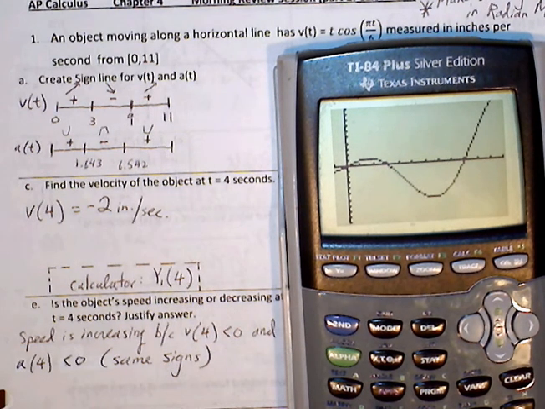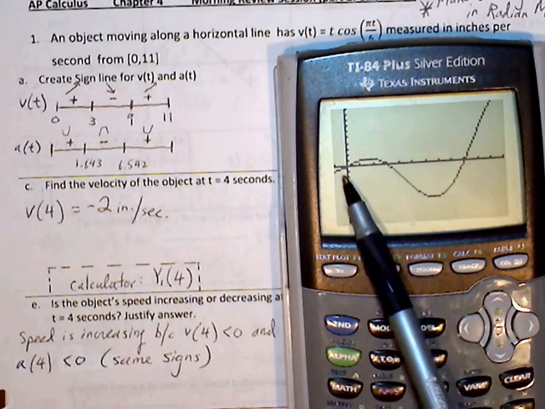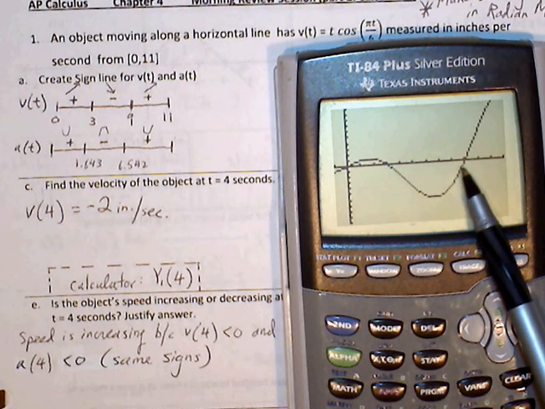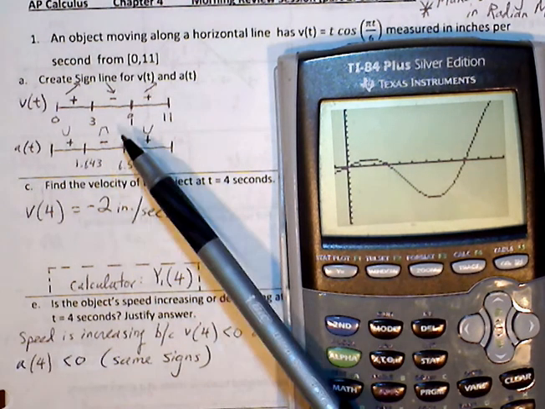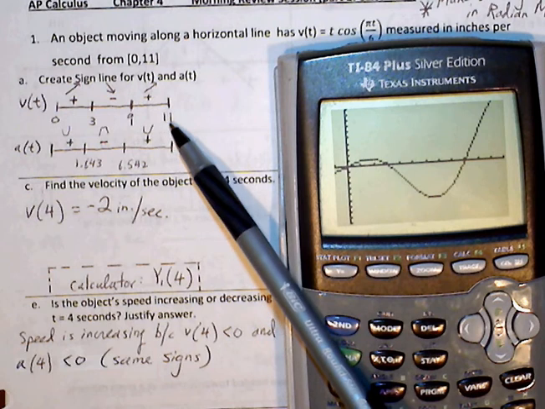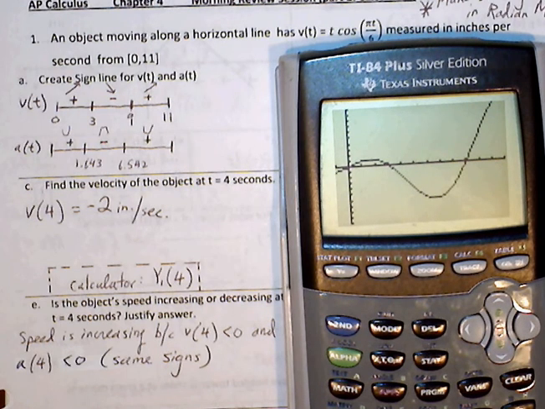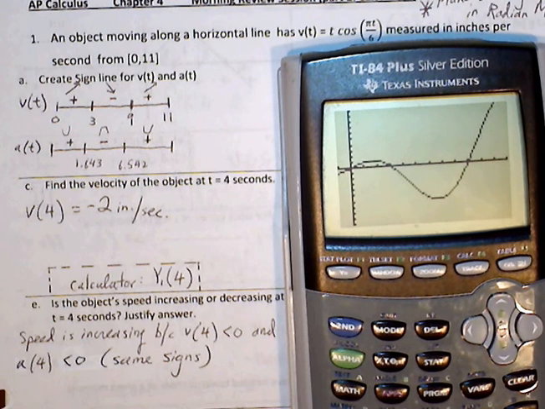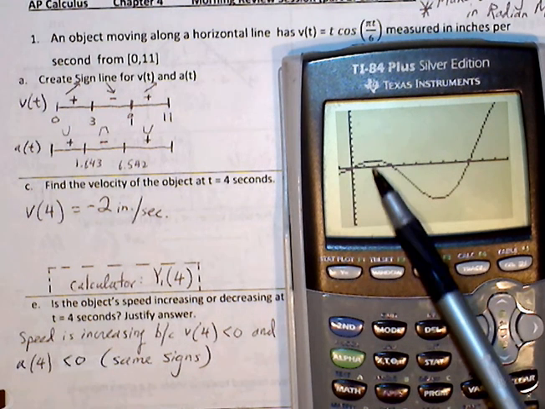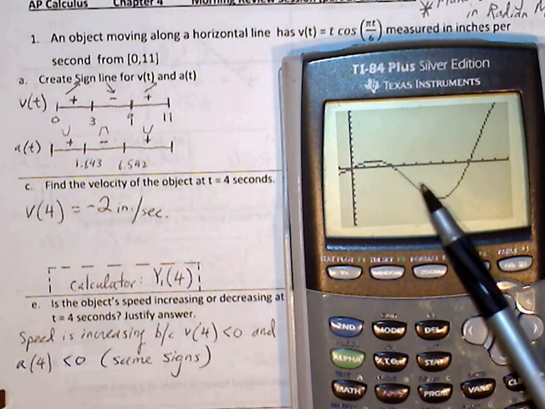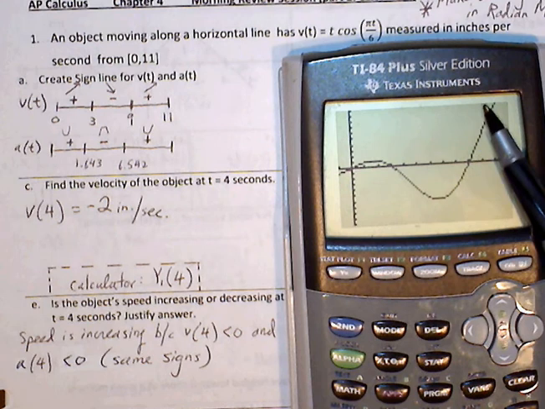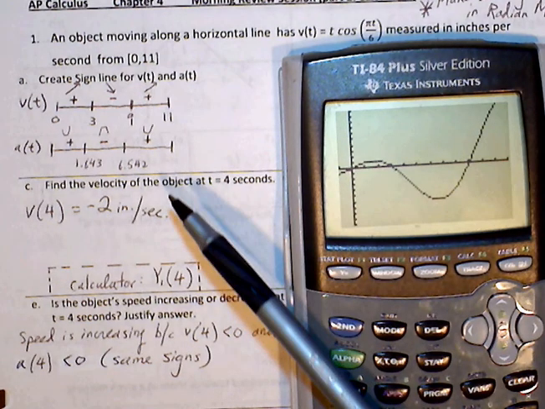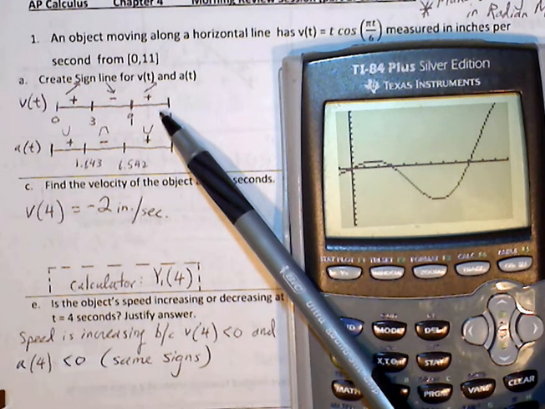And you can see that we have 3 x-intercepts here, and they're all going to land nicely on whole numbers, so 0, 3, and 9. And also the endpoints are at 0 and 11. So from 0 to 3, we see that the graph is above the x-axis. From 3 to 9, below the x-axis, so negative velocity. And between 9 and 11, above the x-axis, so therefore positive velocity.